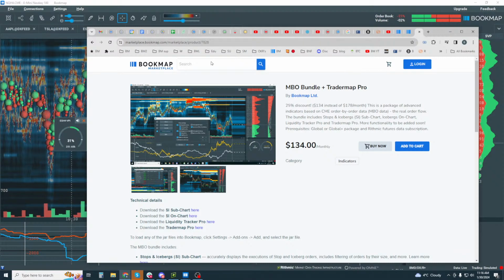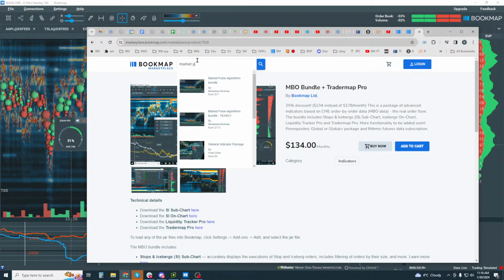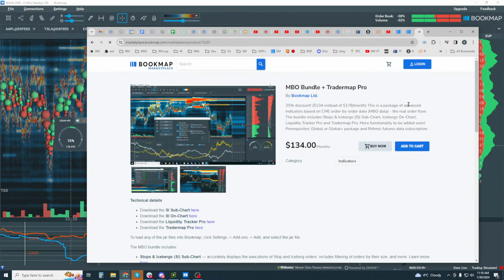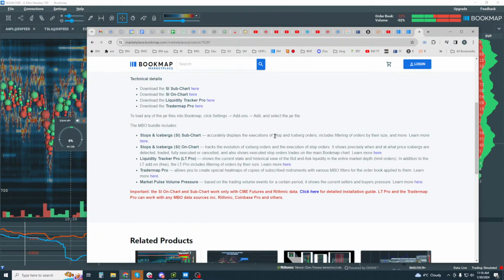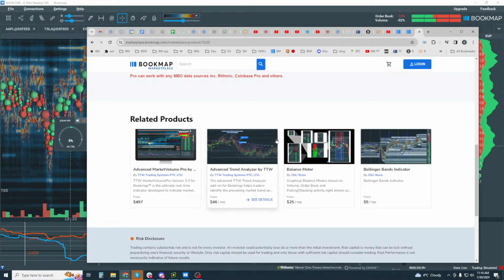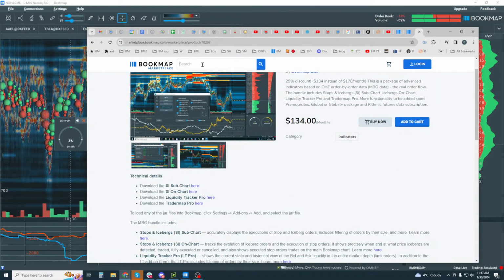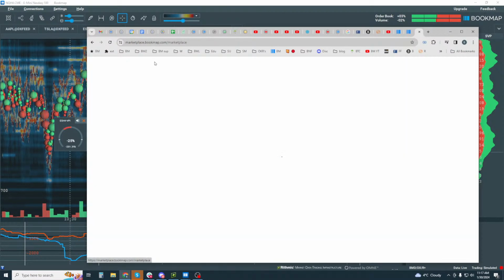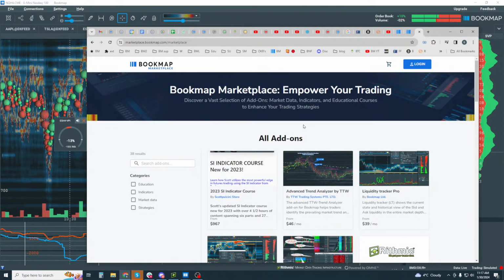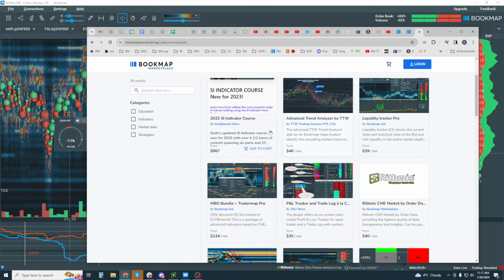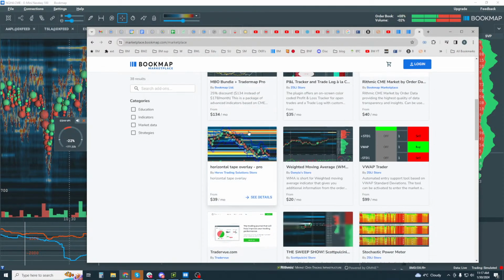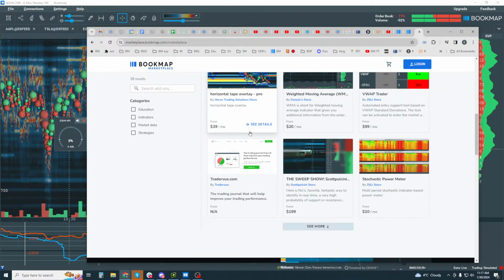Let me just show you here the Market Pulse tool. Where is it? Back to Marketplace. So there's a Market Pulse bundle as well.